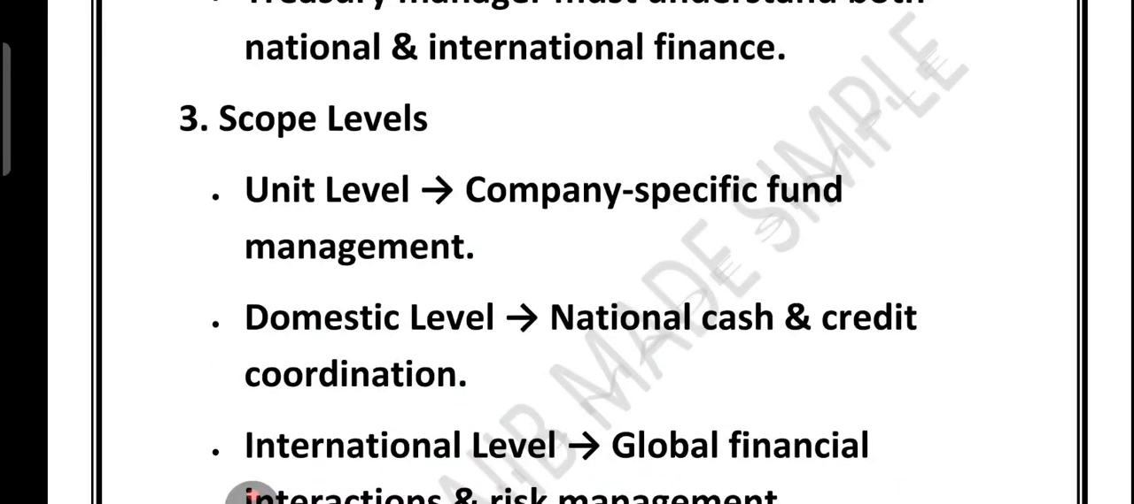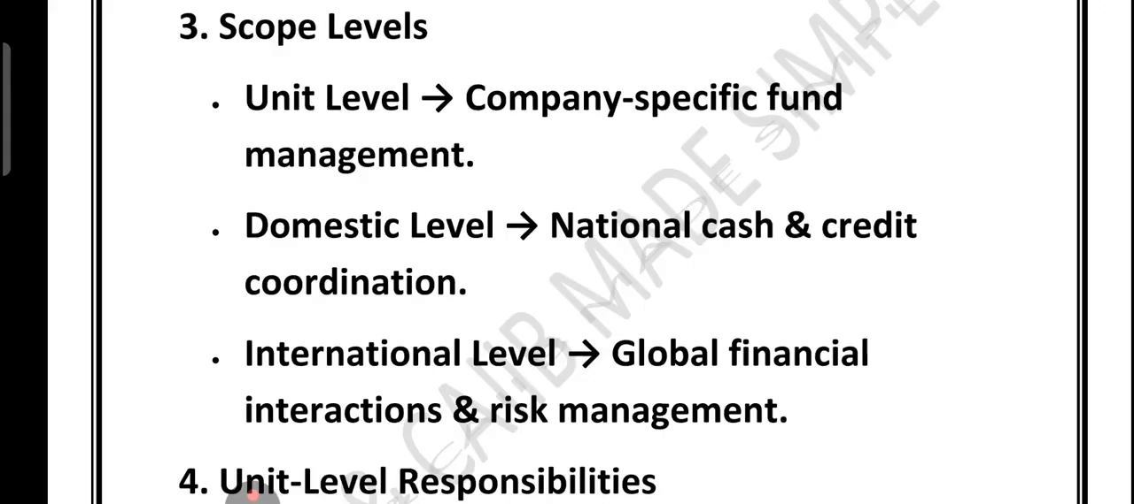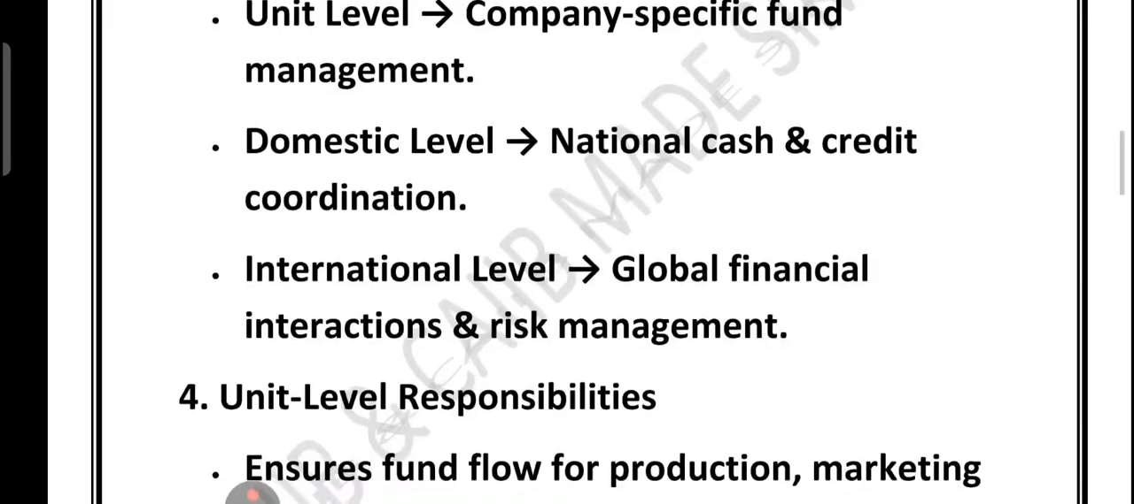If you look at the scope level, the scope of treasury management works on three levels. At the unit level, it means managing funds within the company, making sure that money is available for operation. At the domestic level, it means coordinating funds with the national financial system, or we call it NFS. And at the international level, it means managing global transactions, right? Currency exposure, cross-border funding. So these are the three levels of treasury management. Unit level, funding within the company. Domestic level, funding within the national financial system.